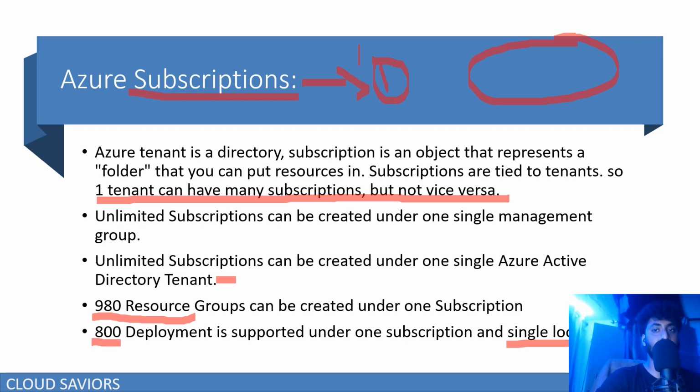It is a deployment. If you have reached this limit and want to reinitiate, you can go to the RG and delete your deployment history. Then you can deploy more resources in the same RG. So it is not restricted by resources, we are talking about deployments, not the exact resources. Make sure you know the difference between them.